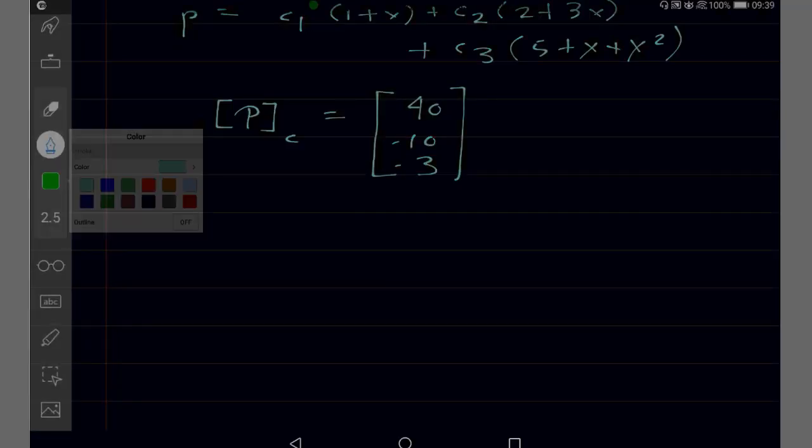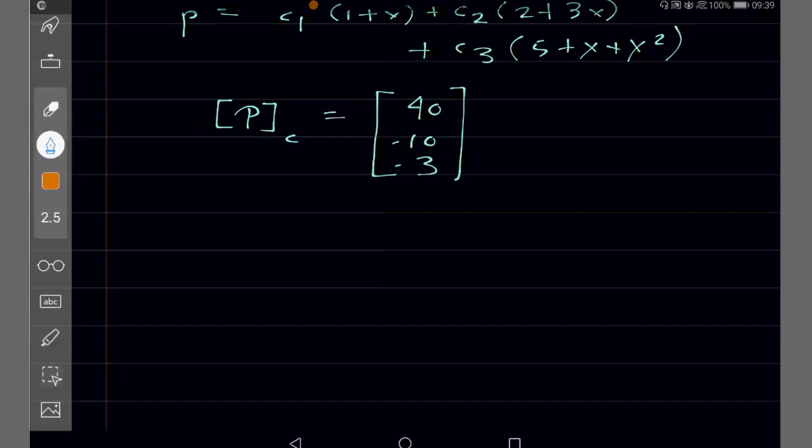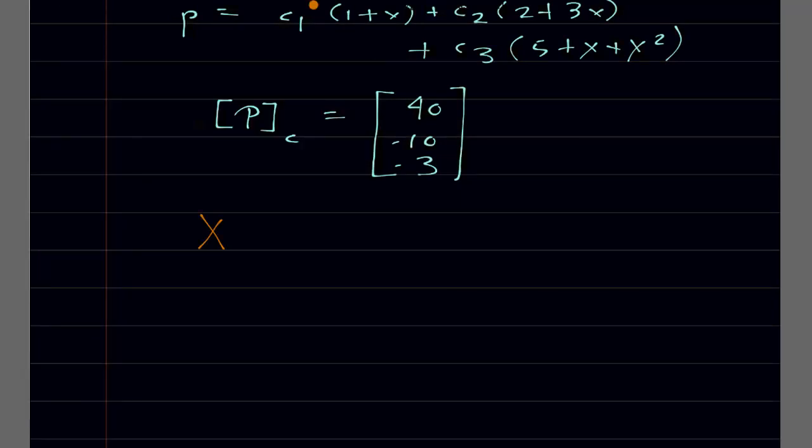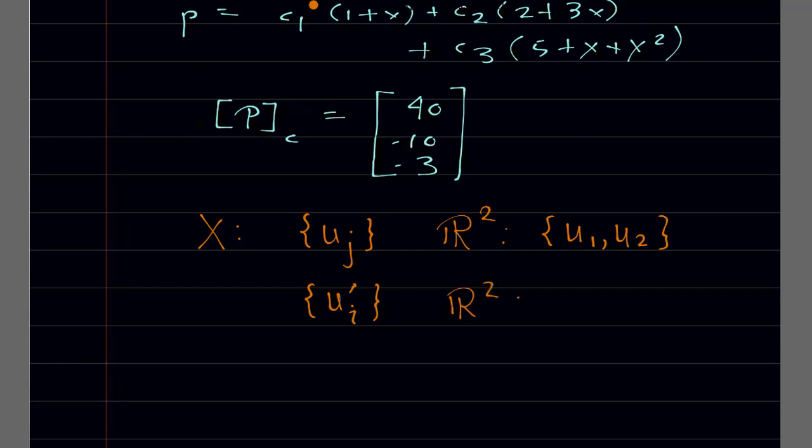Okay, so consider that you have a vector space X, and the first set of bases in the vector space X were U_j. So if you are in R2, so let's always be in R2, then your basis is U1, U2, and now you change the basis. Now you want to work with another set of bases, and that's why I put a prime here, and I can put i, j, whatever I want. So in R2, you have now changed your basis.